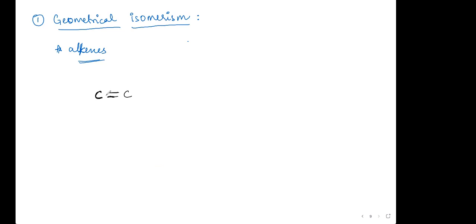You'll have one sigma bond and one pi bond. So one along the axis and one that is above and below. That is the double bond.